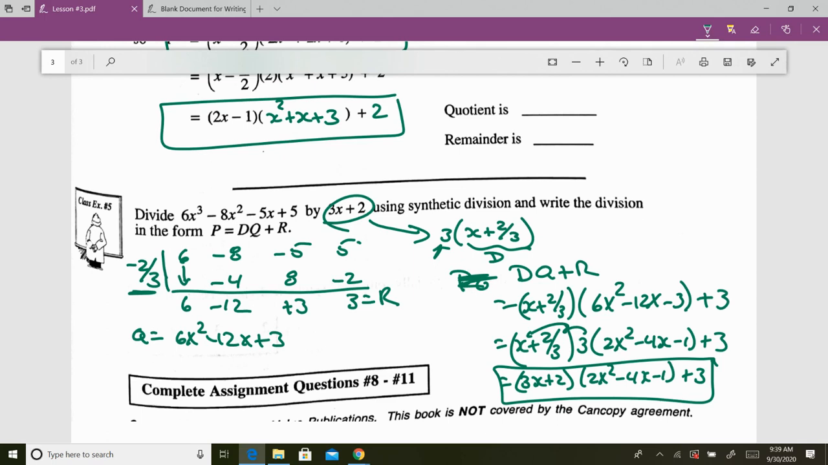Is that okay? I know we don't like fractions, but we're big people. We can handle them. We're in grade 12.